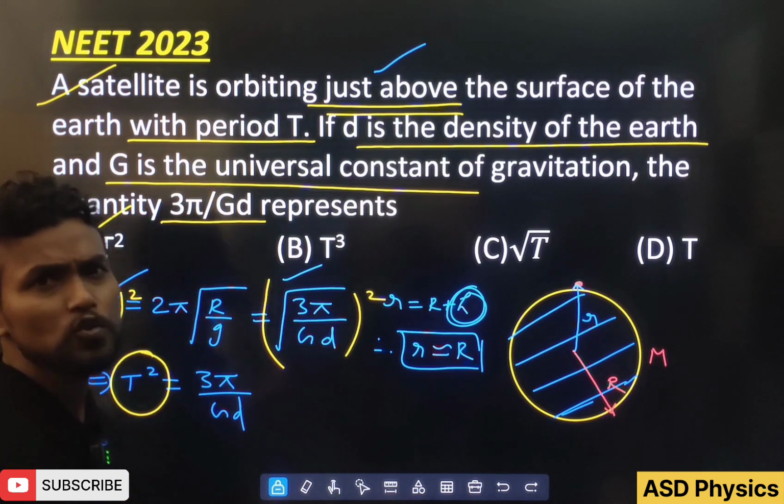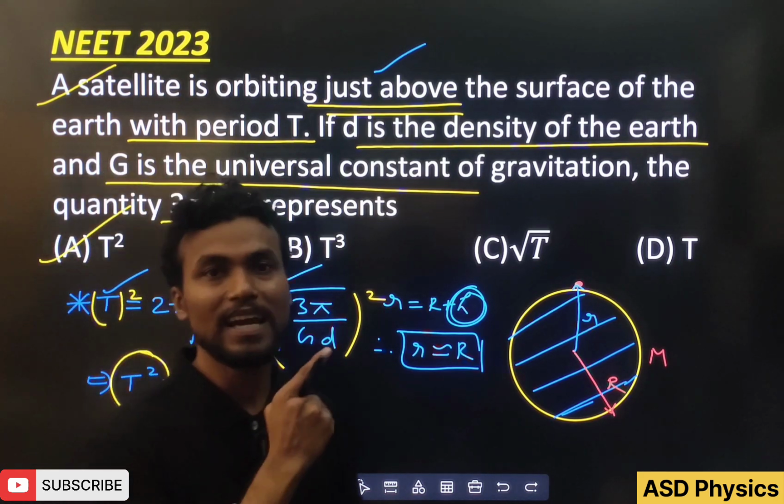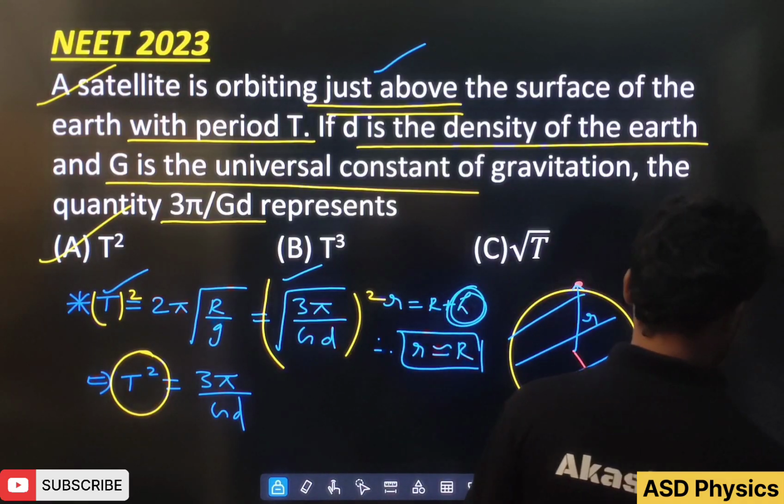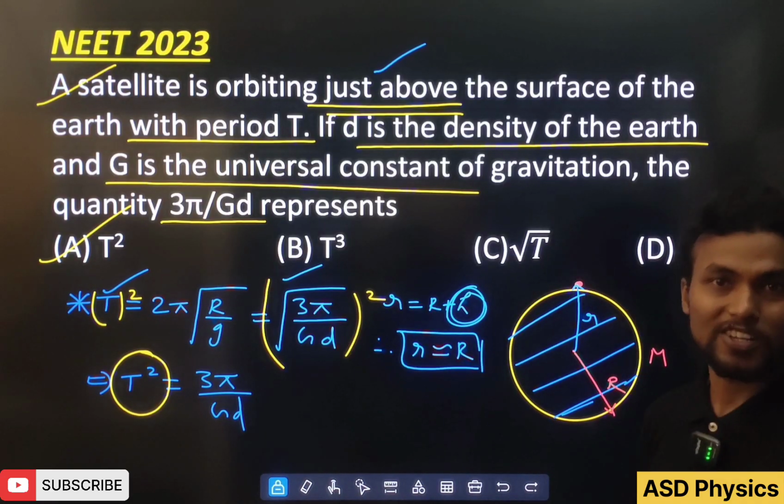Okay, if you want to understand this concept, you can click on the I button. Okay students, after that we are going to move to the next question. You can take the screenshot also, no problem.